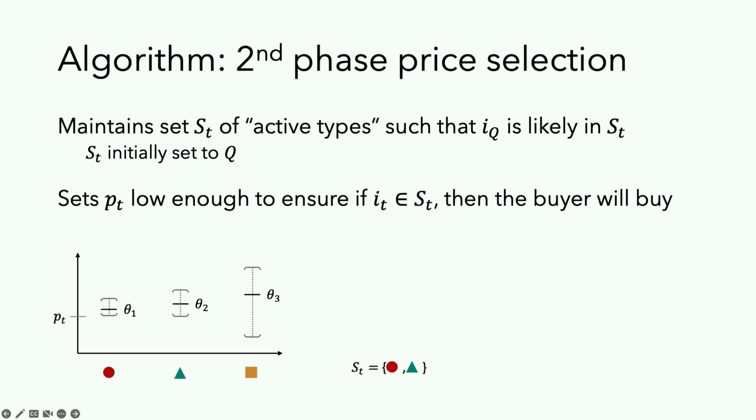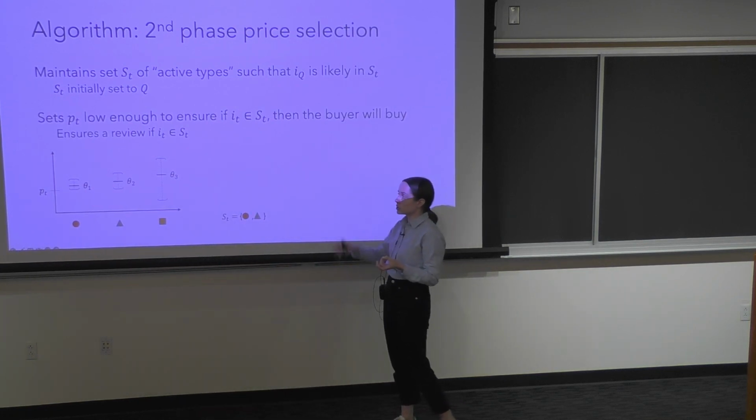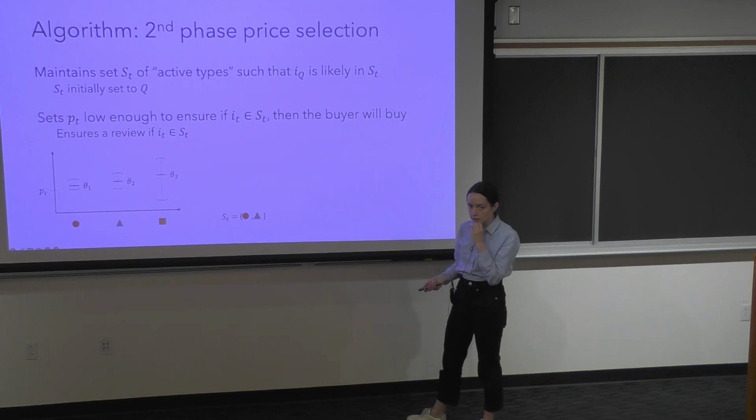So you can see that in this picture here. These are two active types, right? Our set ST is initially set to be Q, so ignoring this orange guy who appears too frequently. We're just targeting red circle, green triangle, and so we're going to set the price to be right at the bottom of these guys' lower confidence bounds to ensure that they definitely will buy the item. They might buy the item at a higher price, but we're setting the price at their lower confidence bounds to ensure they definitely will buy the item. And moreover, this ensures a review if the buyer is in this active type.